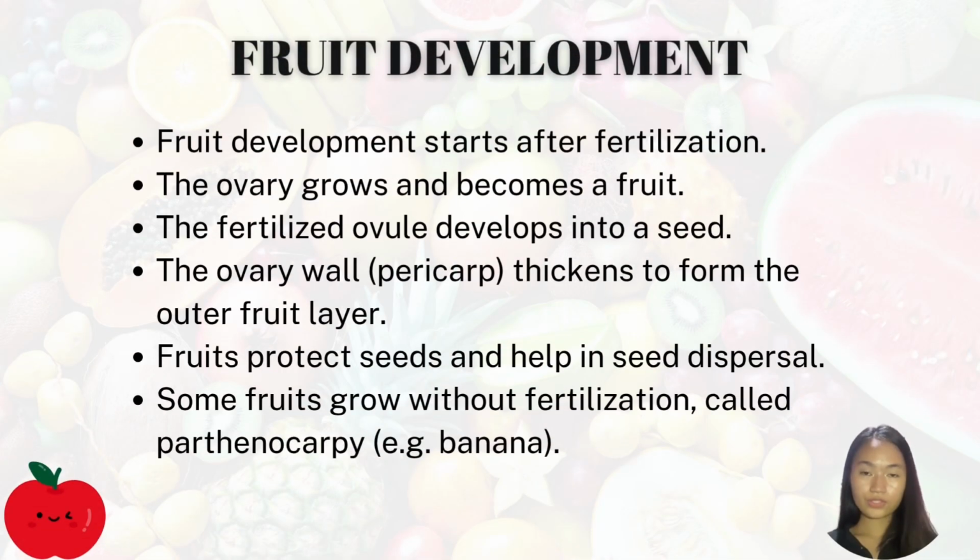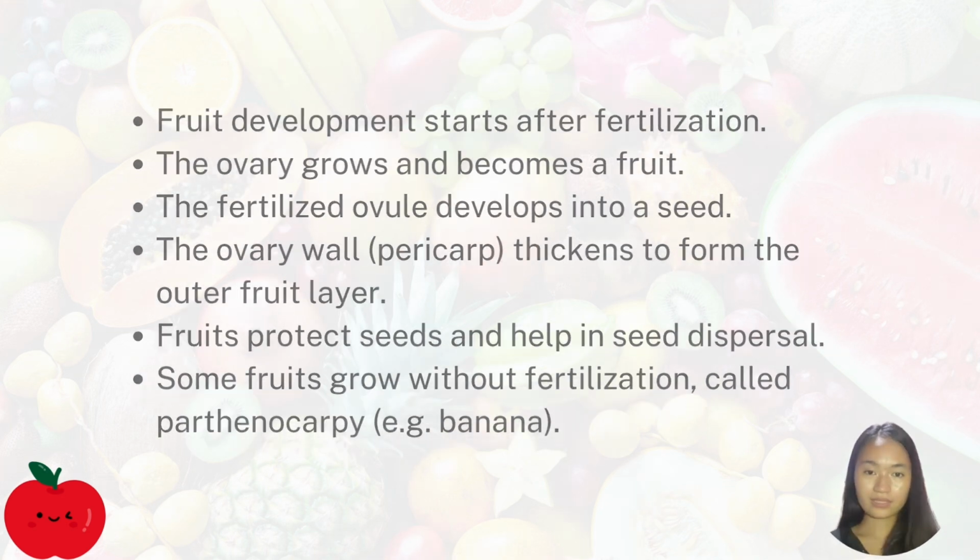Now we move on to fruit development. So fruit development begins after fertilization, when the ovary of a flower grows and changes to become a fruit. So the fertilized ovule inside the ovary develops into a seed. So the ovary wall, called the pericarp, thickens and forms the outer part of the fruit. Fruits protect the seeds and help in their dispersal. So some fruits develop without fertilization, a process known as parthenocarpy, like in bananas.